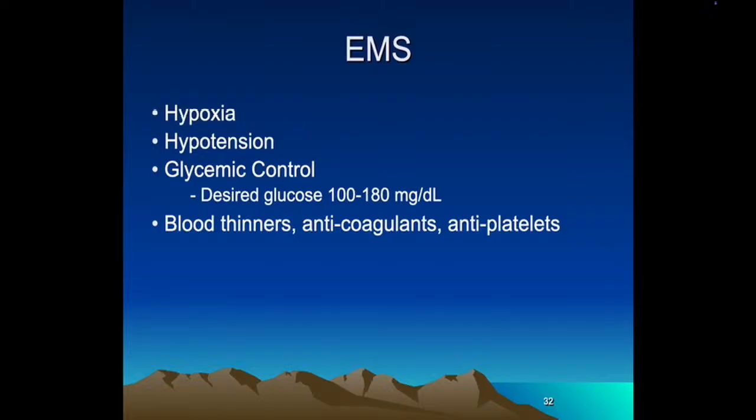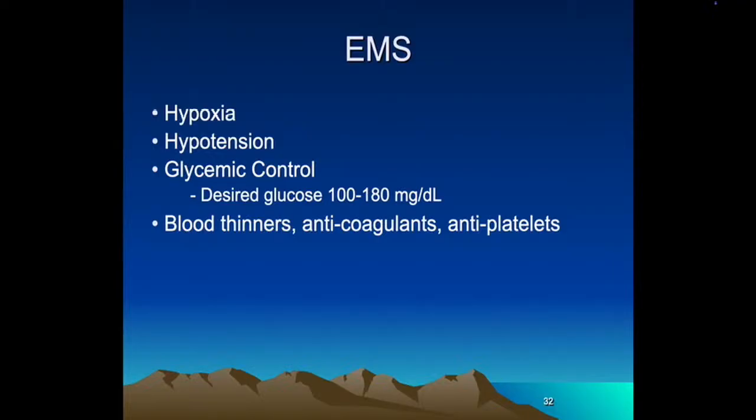And then glycemic control. Anybody that has a low blood sugar, or I should say an altered mental status, you really should check the sugar. Just because you went to a car accident and you see this patient has an obvious head injury, don't assume that they're unconscious because of the head injury. They could have very well had the car accident because their sugar was low. So in the hospital, we usually target a blood sugar of 100 to 180 for these patients.